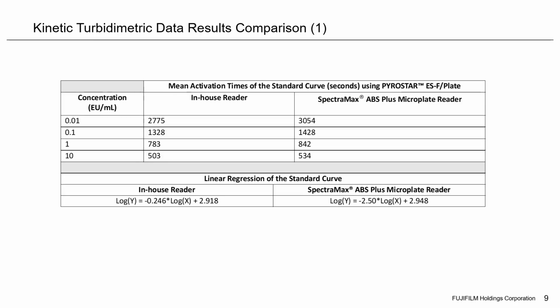So first, I have data using our Pyrostar ESF reagent, which is that kinetic turbidimetric reagent. We ran the standard curve along the full range that we have validated the reagent at, from 10 all the way down to 0.01 endotoxin units per milliliter. We've set up the reagent with the parameters that we would have specified in the protocols. And you can see the activation times and the linear regression equation that both readers would have produced.